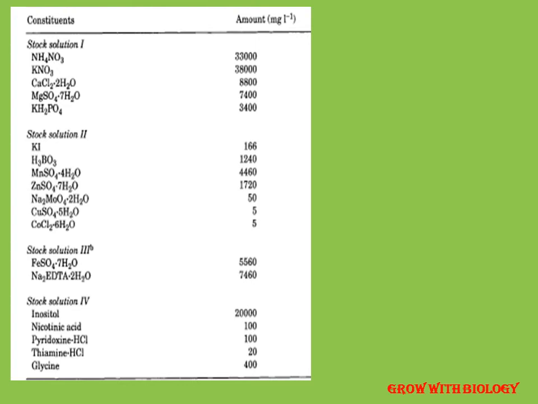Today we'll talk about the topic of MS Medium: preparation of MS Medium. MS means Murashige and Skoog. In my last two videos you can find out what the types of medium are and the basic knowledge about plant tissue culture.